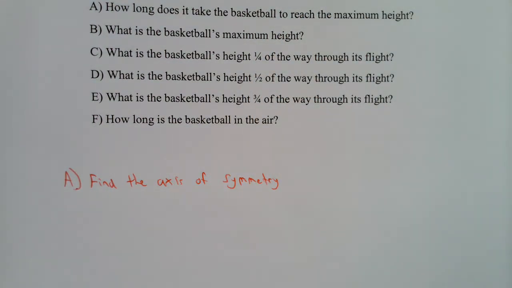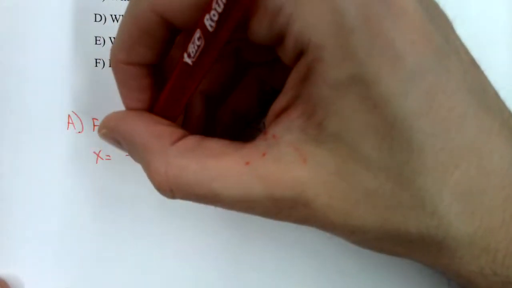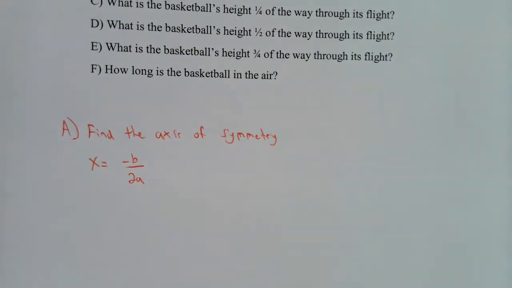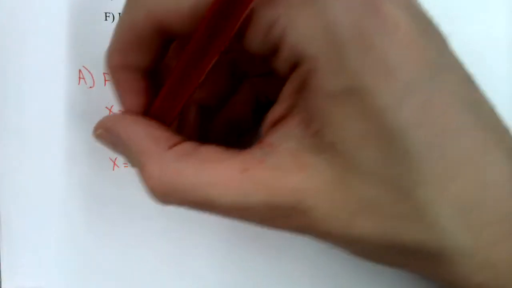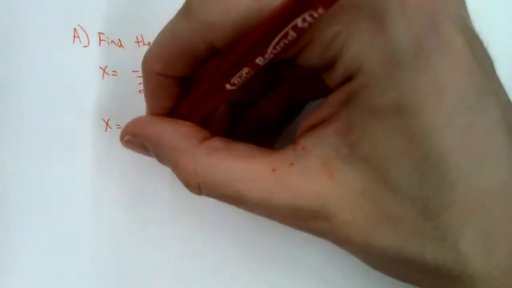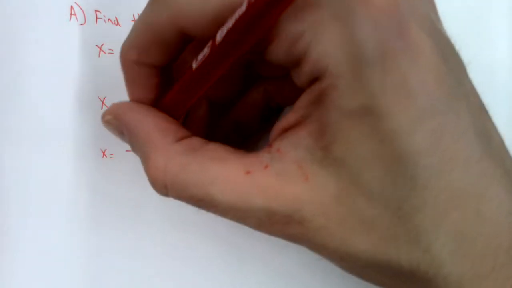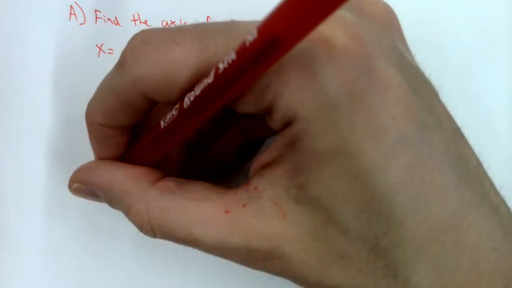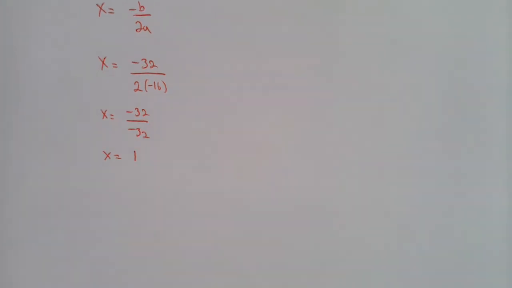So x equals opposite of b over 2a. So opposite of b will be negative 32, divided by 2 times a, and a is negative 16. So negative 32 divided by negative 32, x equals 1. So put your answer in the sentence. The basketball will reach its maximum height in 1 second.